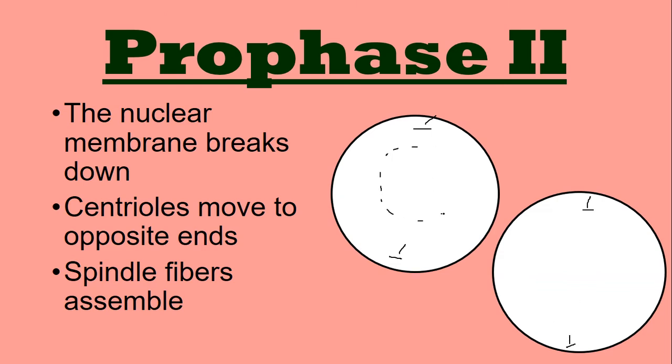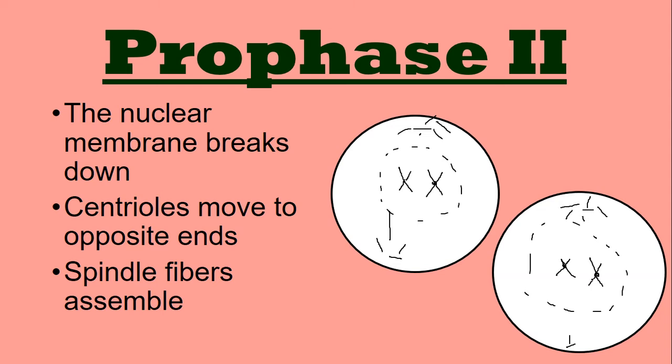Our nuclear membrane is going to break down again. We're going to have our chromosomes in here. And the fibers form. And this happens in each of the cells. I'm not an artist, so they're basic. All right, so this is kind of prophase 2.